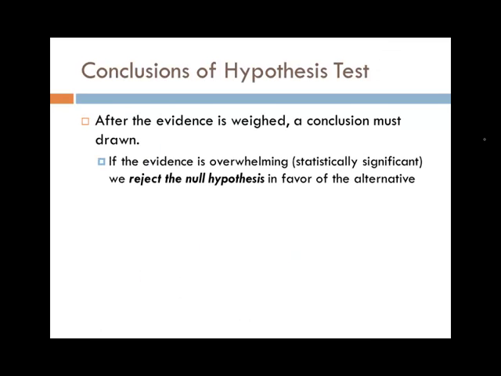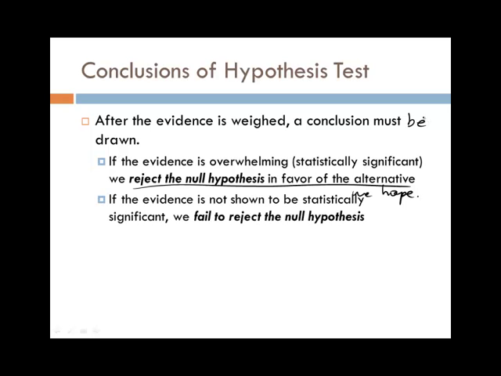So after the evidence is weighed, a conclusion must be drawn. If the evidence is overwhelming, we reject the null hypothesis in favor of the alternative, which is, again, what we hope to have happened. And when I say we, I mean the students or the instructor or whoever it is performing this hypothesis test. So you're always testing the null hypothesis, but you're hoping for the alternative to be true. Right? If the evidence is not shown to be significant, statistically, we fail to reject the null hypothesis.